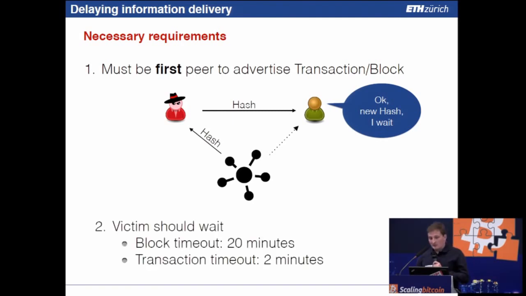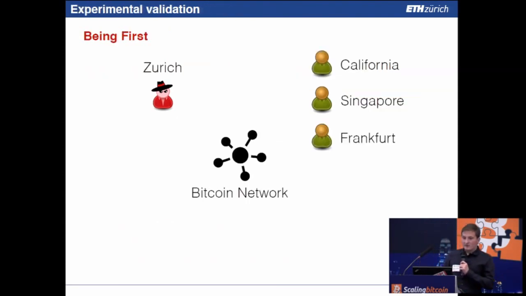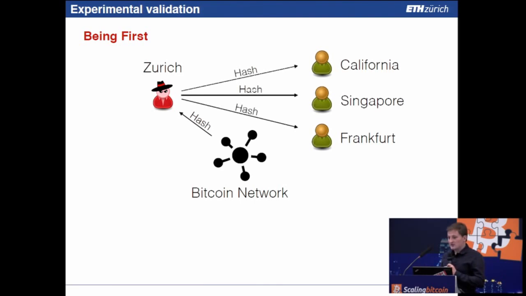The second requirement for the attack to work is that the victim should wait. As I mentioned earlier, we have 20-minute timeouts for blocks and 2-minute timeouts for transactions. We validated the first requirement, being first, by implementing a node in Zurich at ETH, and on the other side we had about 10 nodes distributed across the globe. Simply, the node in Zurich got the hash and advertised it to the other nodes that we attacked, so our own nodes in the network.